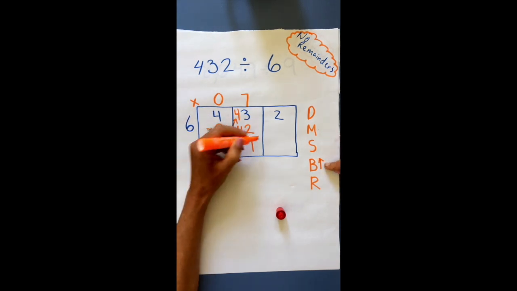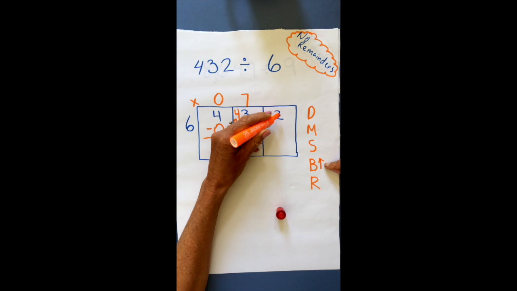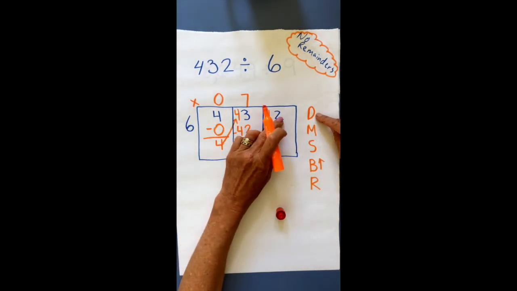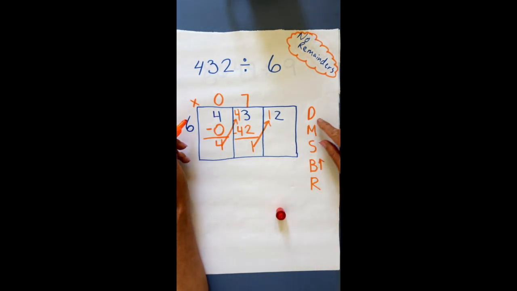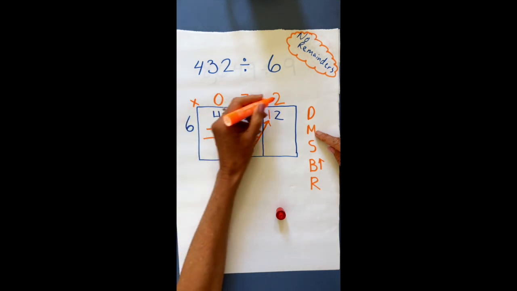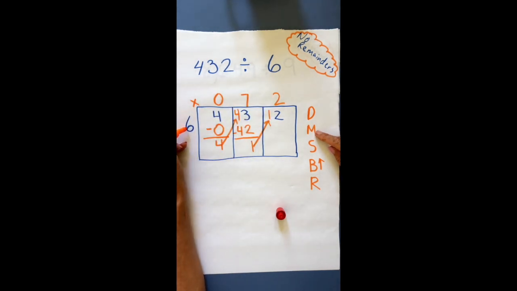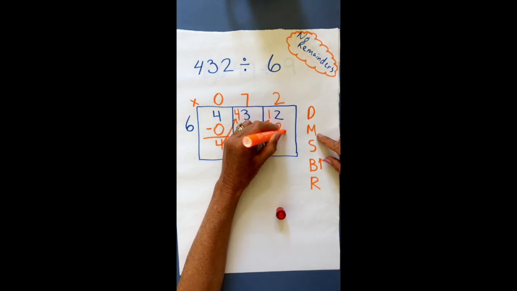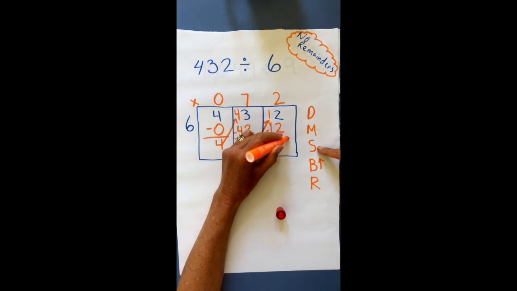And now it says bring up. So I'm going from the second column to the last column. So I bring the remainder up, which is 1, and then I repeat. So now I say, how many again? How many 6s are in 12? 6, 12, that would be 2. Now I'm going to multiply. 6 times 2 is 12. Now I'm going to subtract, and I get 0.